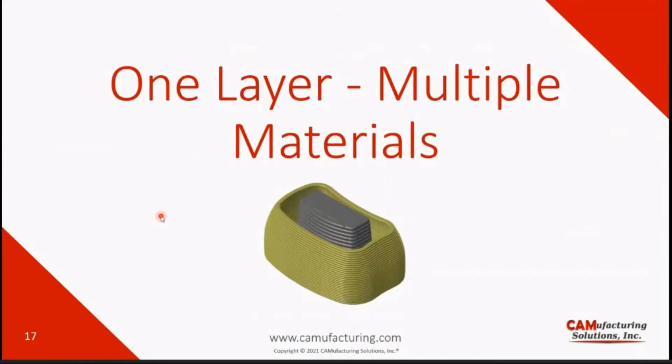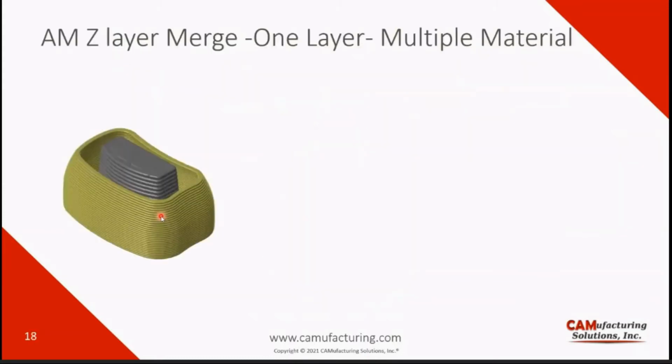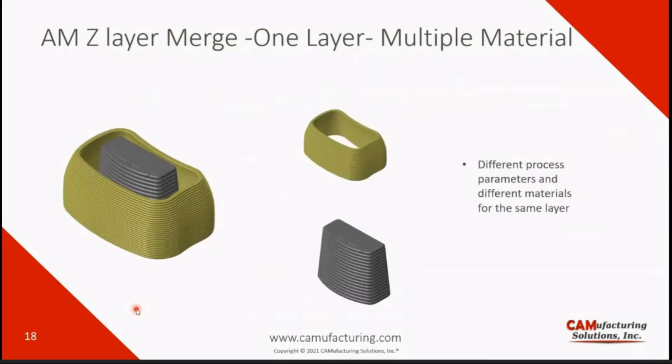Let's move on to our next example, which is one layer, multiple materials. This example will show us one of the very popular utilities of APlus, which is called AMZ layer merge. It will merge two different toolpaths by their Z layers. Therefore, the user will have the ability to make one part with different materials or different process parameters.